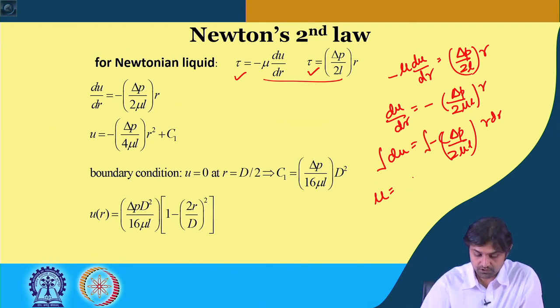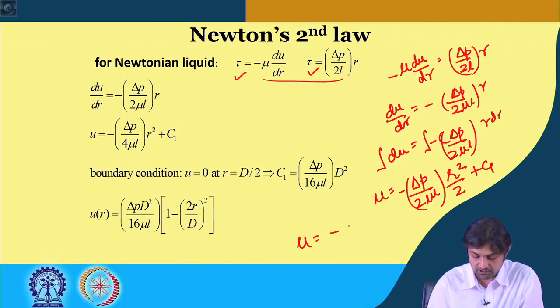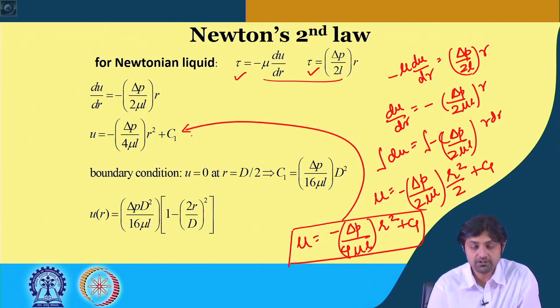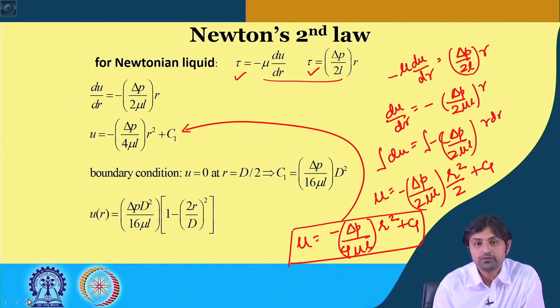We get u is equal to minus delta P by 2 mu L with minus sign and R square by 2 plus C1. So, finally, it can be written as minus delta P by 4 mu L R square plus C1, and this is the same thing that we have written here. All right. If you can follow this.